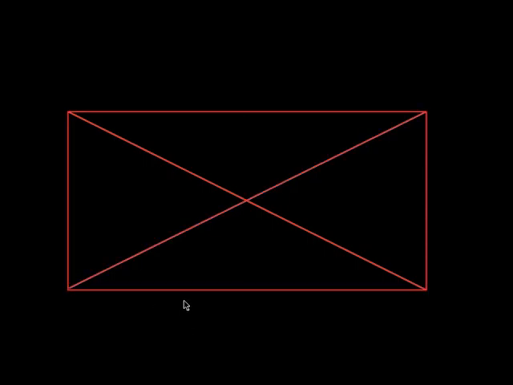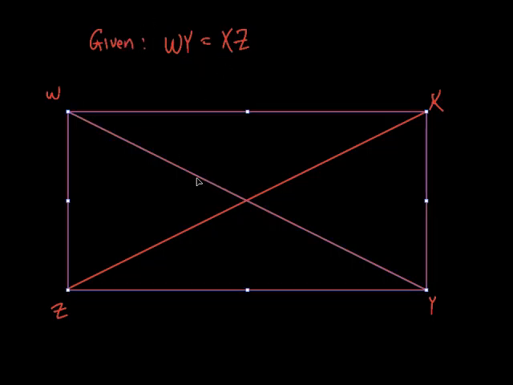If I had this right here, now let's say I did not know this was a rectangle. W, X, Y, Z. All right? You follow me? I don't know it's a rectangle. I just know I have a picture right here. But I told you that WY equals XZ. Let's say that was given.